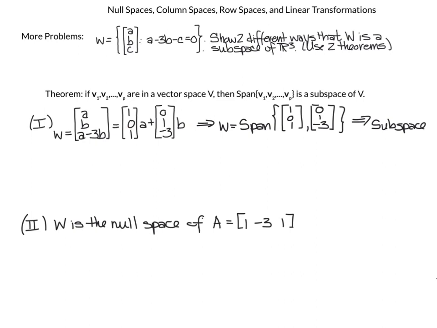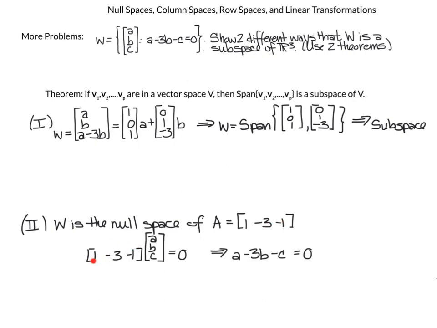So now we have W is spanned by these 2 vectors. So W is the span of (1, 0, 1) and (0, 1, -3), and by this theorem here, W is a subspace. The second way we prove W is a subspace is we notice that W is the null space of this matrix A equals [1, -3, -1].